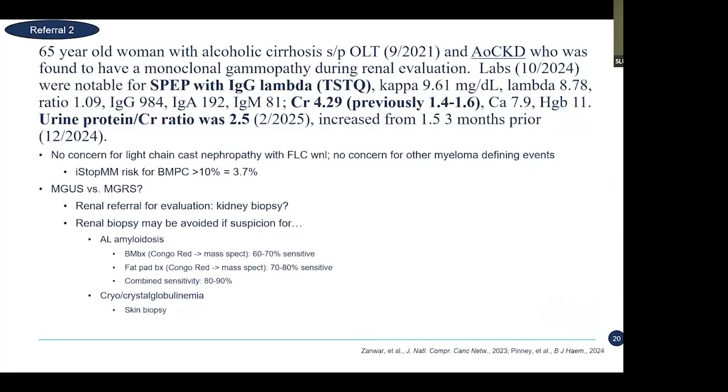Okay, so back to this case. There's no concern for light chain cast nephropathy here, no myeloma defining events. Really, we don't need a bone marrow biopsy yet. So the question is really MGUS versus MGRS.